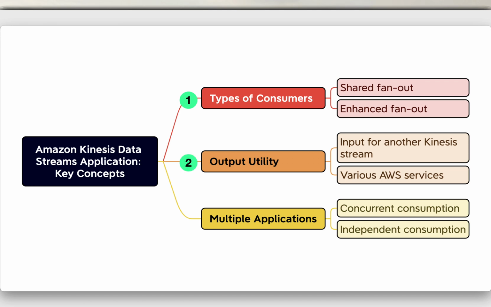2. Output utility. The application's output can serve multiple purposes. It can be used as the input for another Kinesis stream, or it can be routed to various AWS services for different types of data processing. 3. Multiple applications. One of the powerful features is the ability for multiple applications to consume data from a single stream. These applications can do so concurrently without affecting each other, offering both concurrent and independent data consumption.